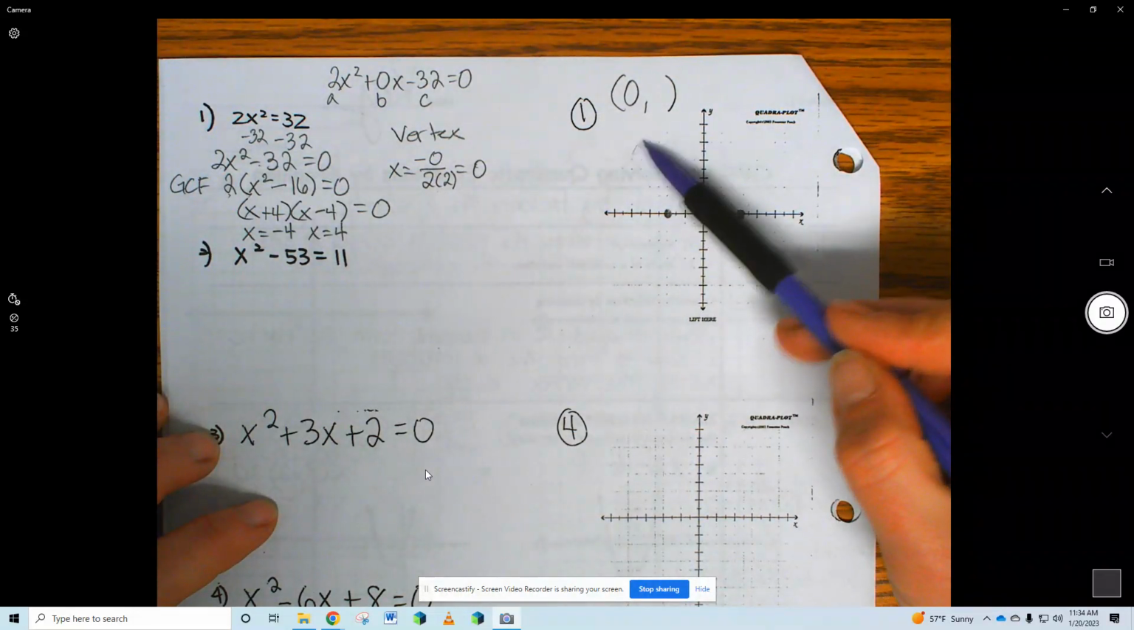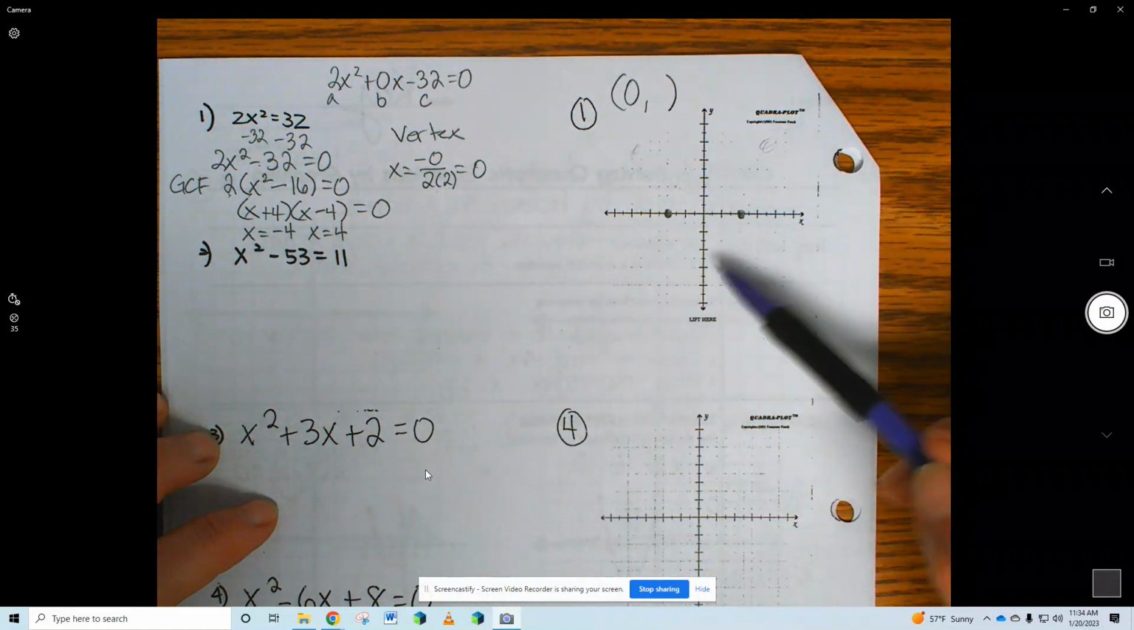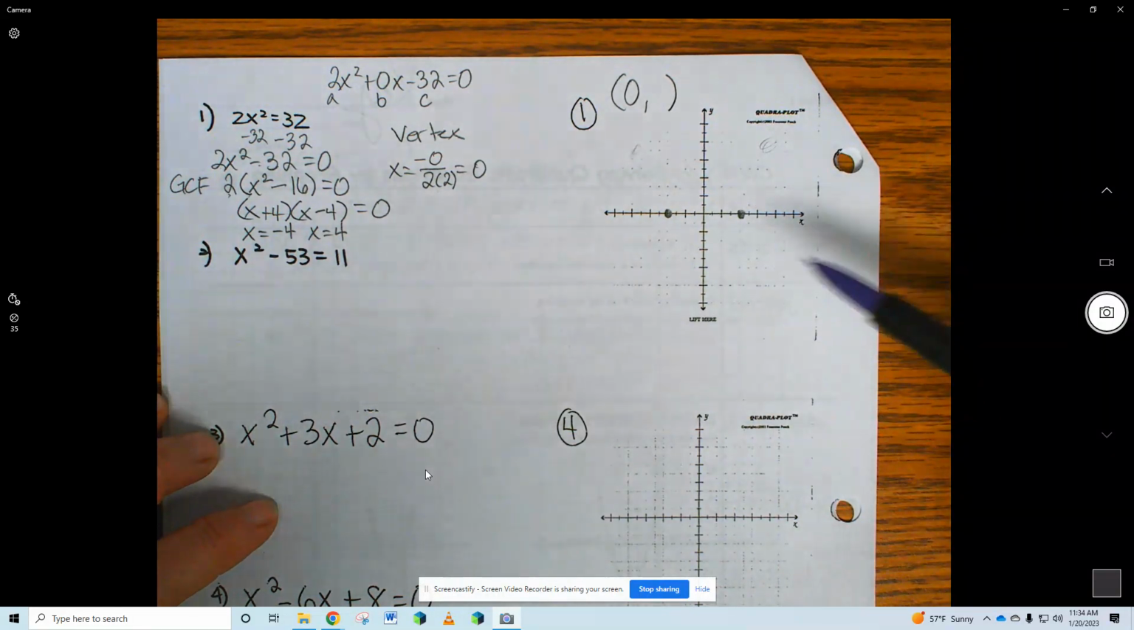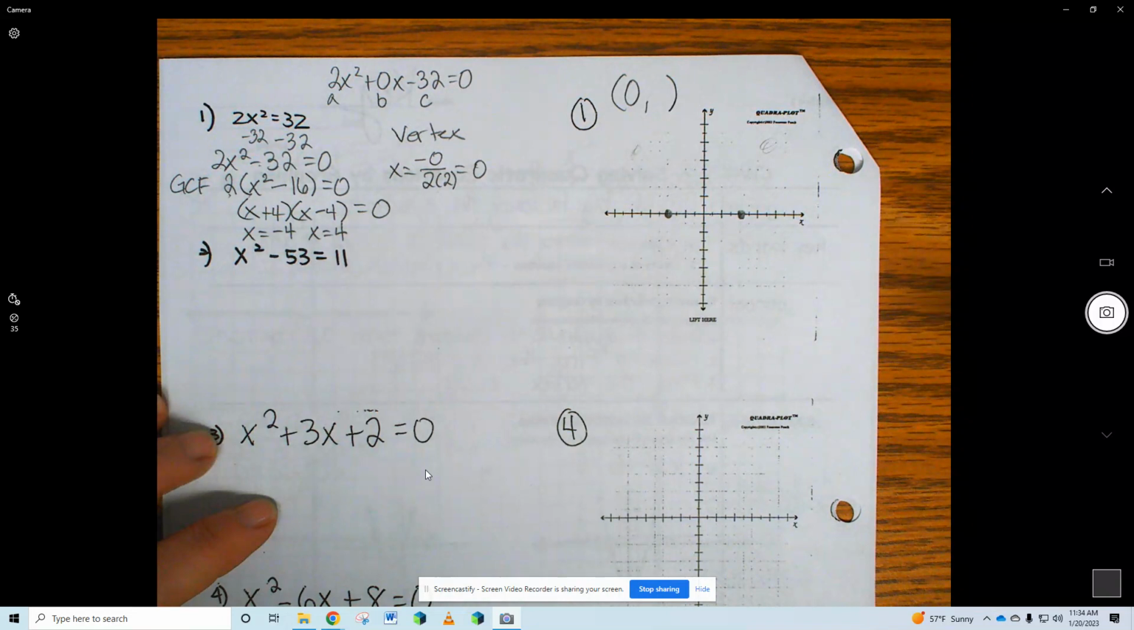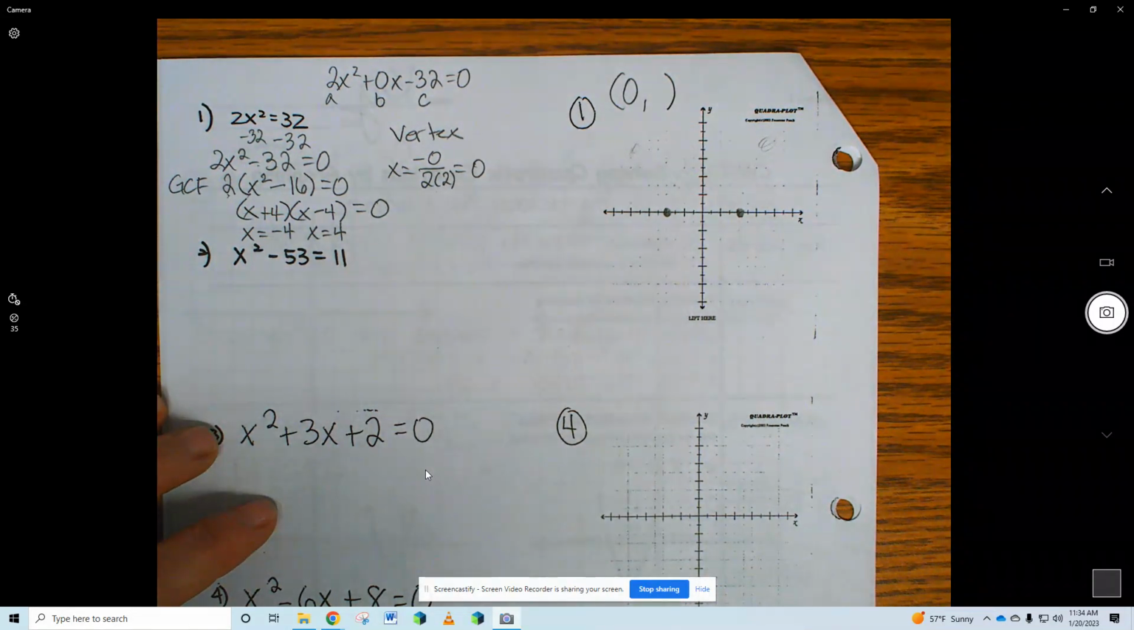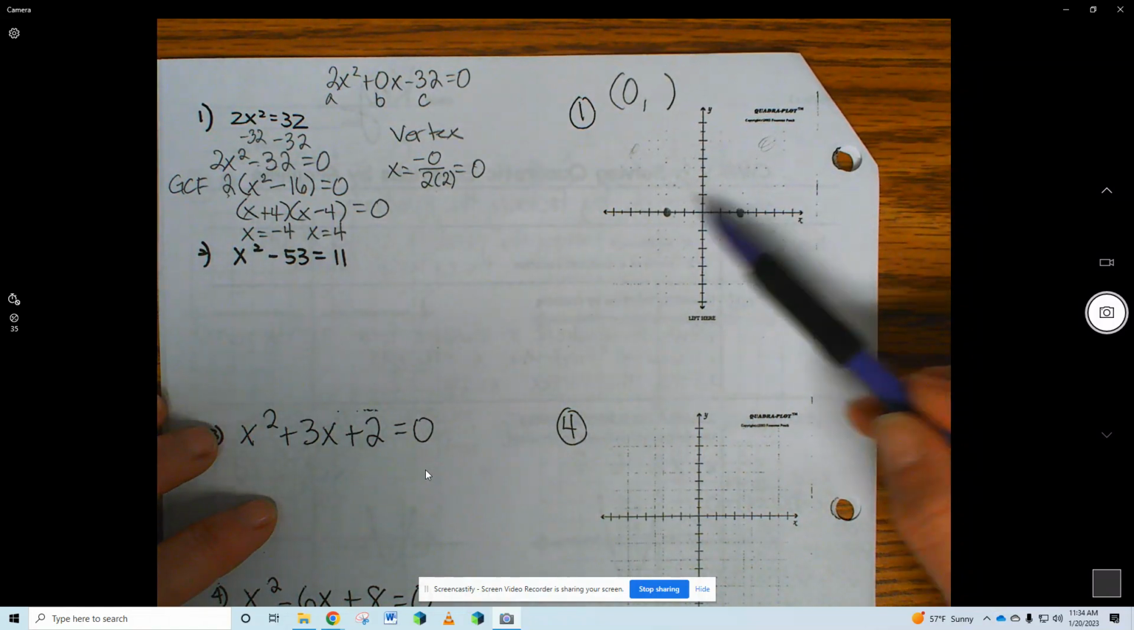Like way up here? Up here? Where? How do I know where my vertex is going to be? In the middle. It has to be in between these two x-intercepts.